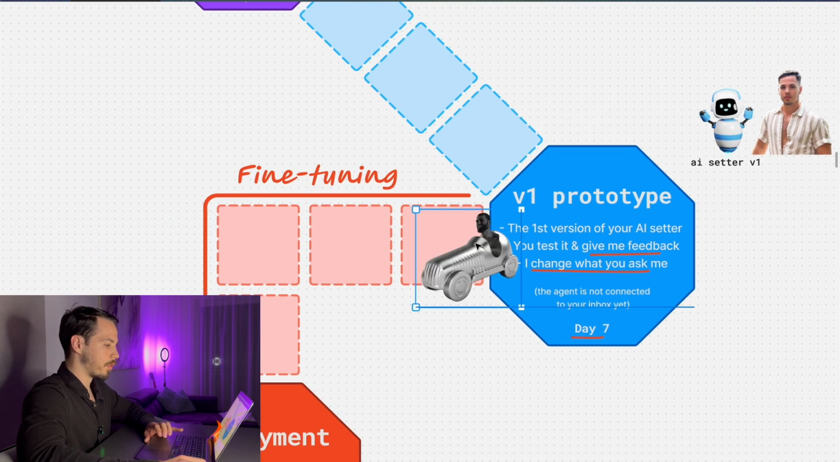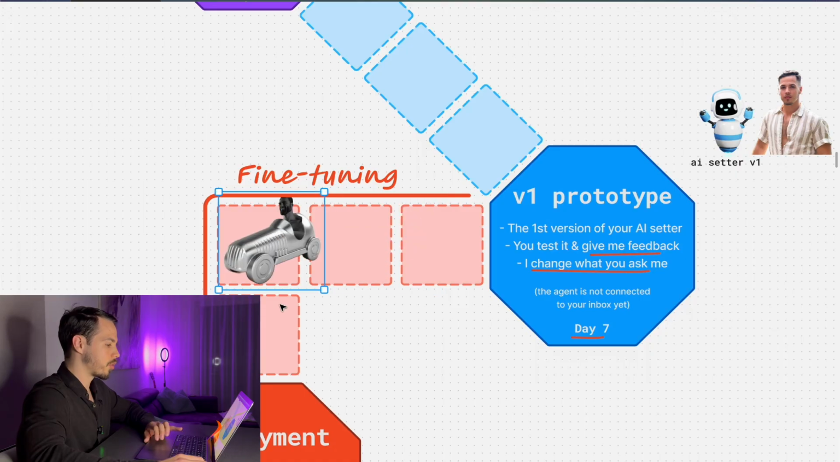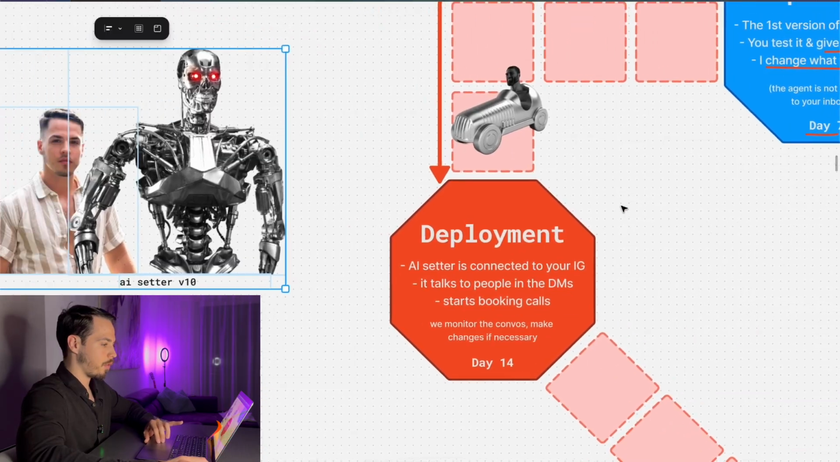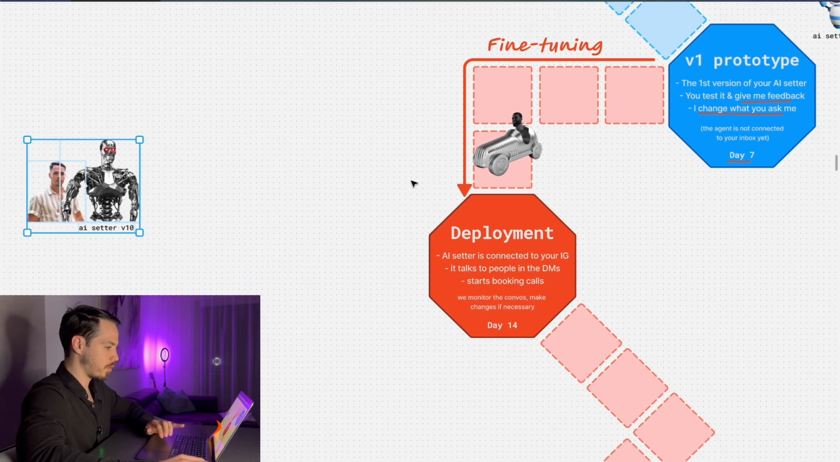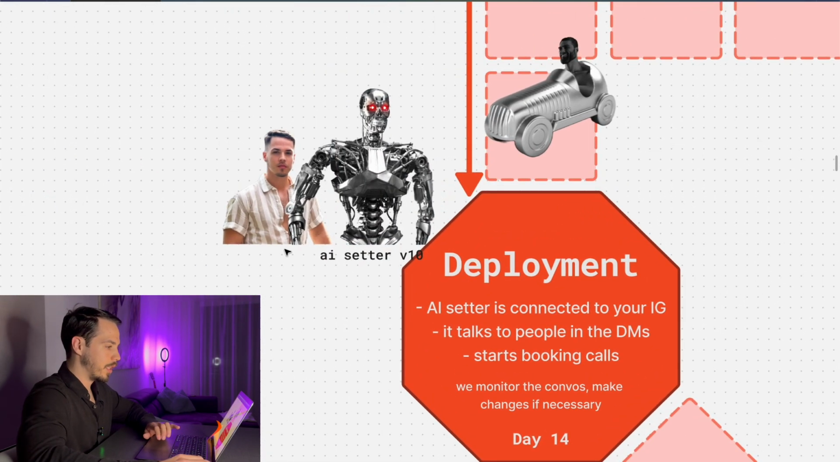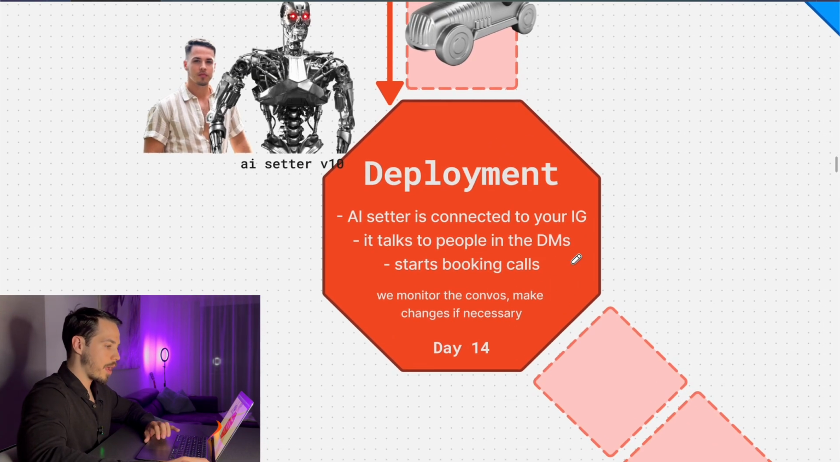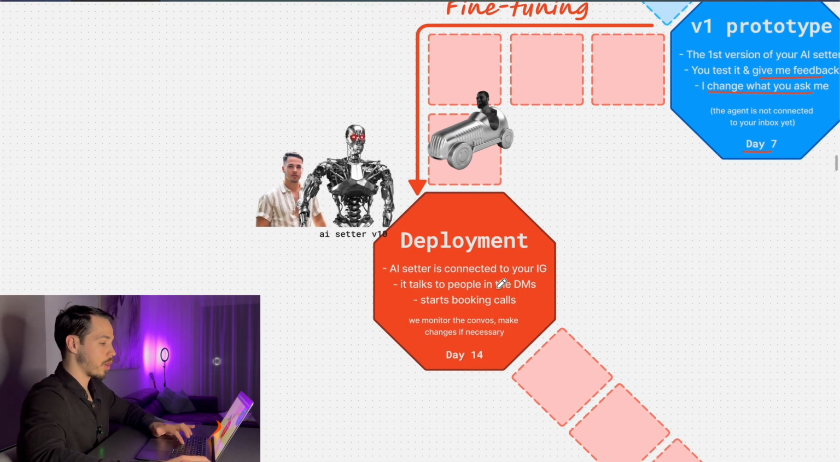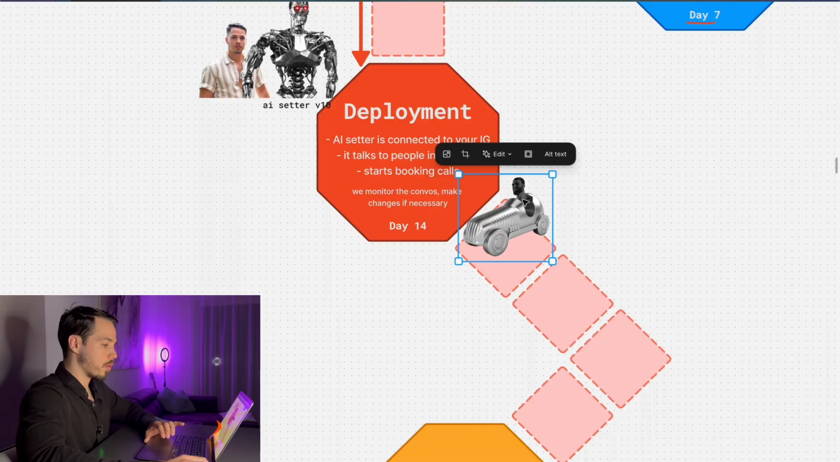And then there's this little fine-tuning stage in which I implement the changes and the adjustments that you requested. And I'm gonna come back with an absolute beast of a version 10 or whatever AI agent that is gonna be ready for deployment. This is when it's gonna be connected to your Instagram. It starts talking to people, it starts booking calls, it starts selling your low ticket product, and we monitor the conversations to make sure everything works well. This is about 2 weeks into signing up is when we are ready to launch with the final agent. And then you just continue.